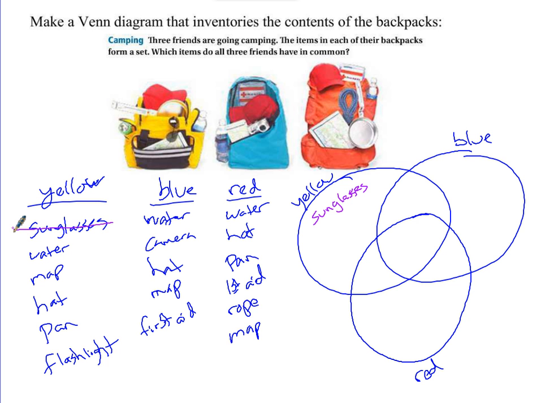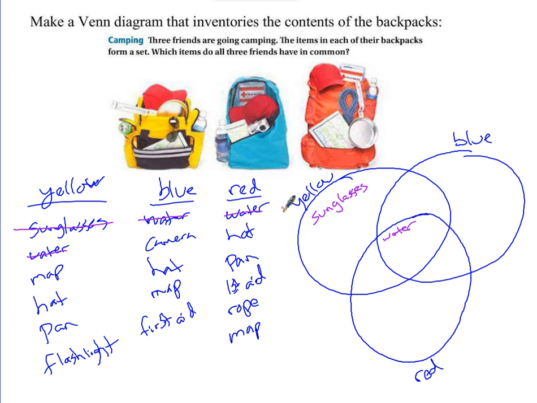Now I'm going to go to water. Is water in any other backpack besides yellow? Yes. We got water there, we got water there, we got water there. So water is in all 3, which means I need to put it in the region that holds all 3. So water goes here. And I'm going to cross it off. Done, done, done.